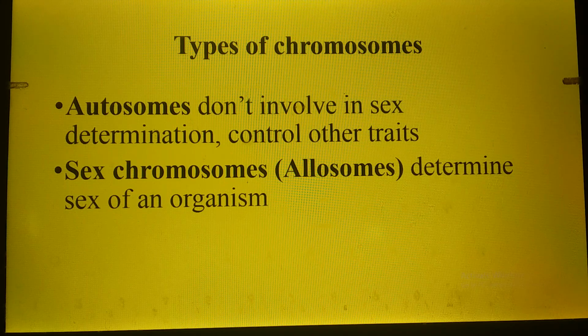Now these are the two types of chromosomes, and these two types actually depend upon the shape. In the case of humans, there are 46 chromosomes, which is 23 pairs of chromosomes. So 22 pairs of the chromosomes are autosomes, and one pair is the sex chromosome.